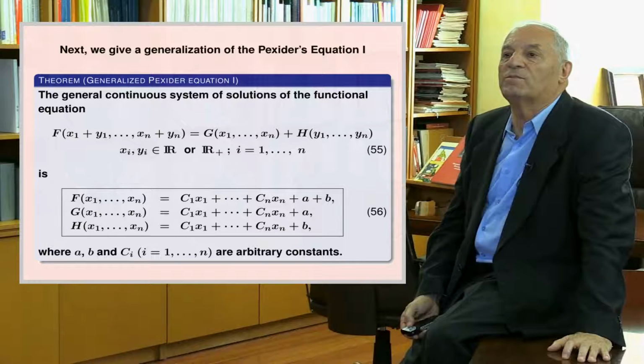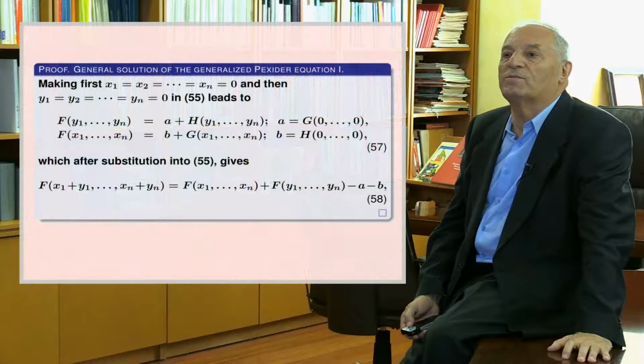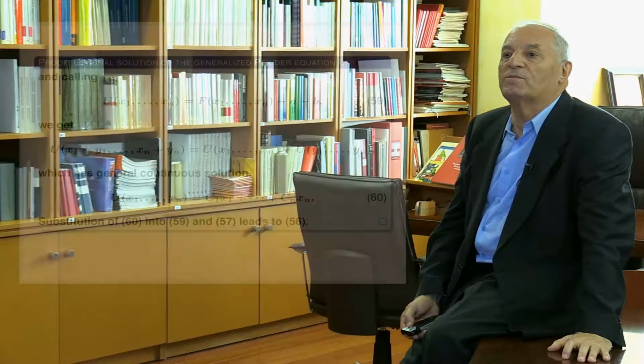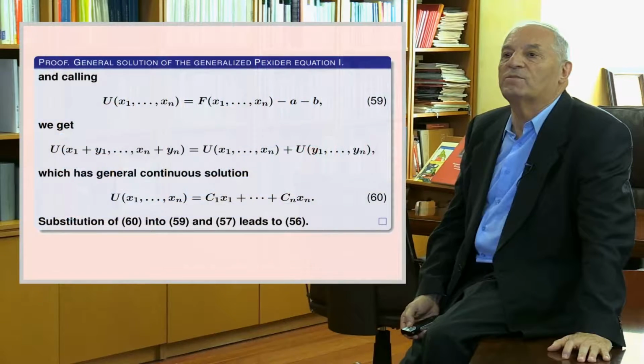Next, we give a generalization of the Pexider's equation 1 to the n-dimensional case. This theorem gives the general solutions of the indicated functional equation. The proof can be obtained by first letting all x equal to 0 and replacing then into the functional equation to get an equation that can be solved to get the desired solution.